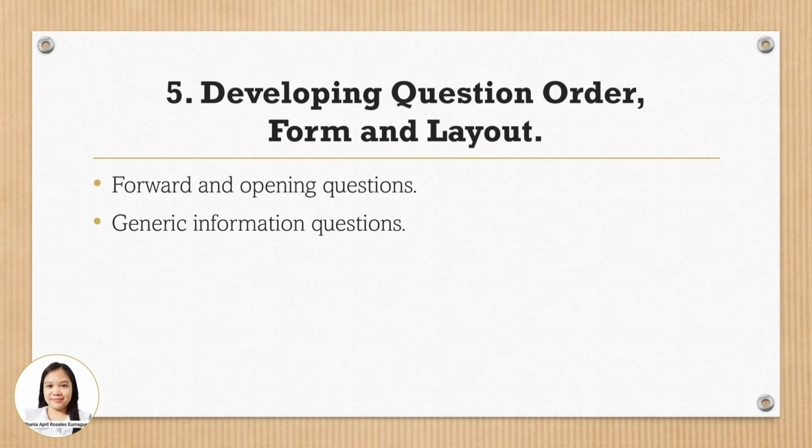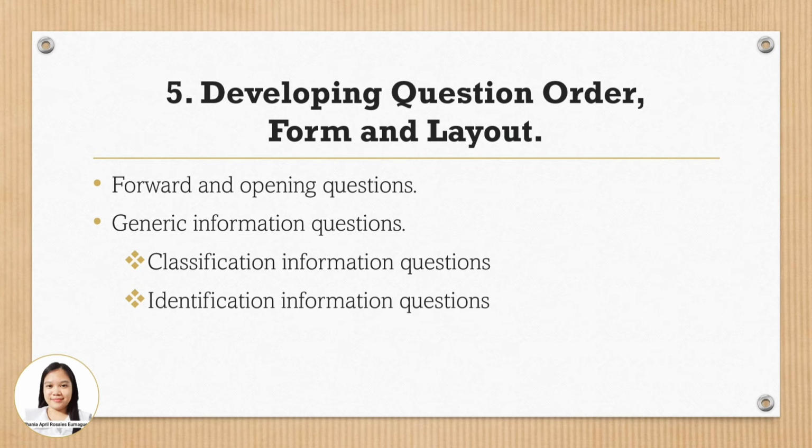Next is the generic information questions na more about dun sa respondents mo. It is divided into two main areas, which is the classification information question and identification information question. In classification information questions, doon masasagot yung mga tanong about socioeconomic and demographic like age, gender, income, family status. Meanwhile, sa identification information question, yun yung mga more personal questions like name, address, and contact number.